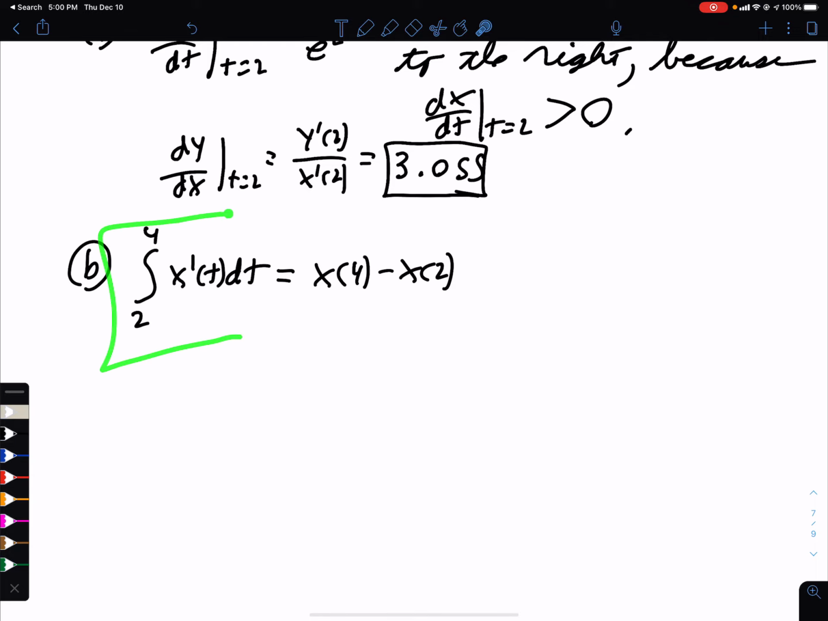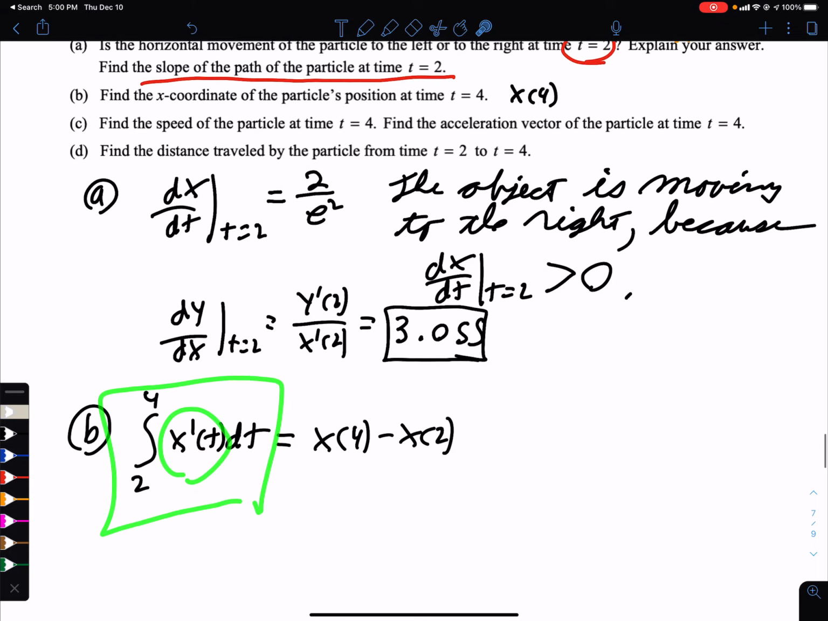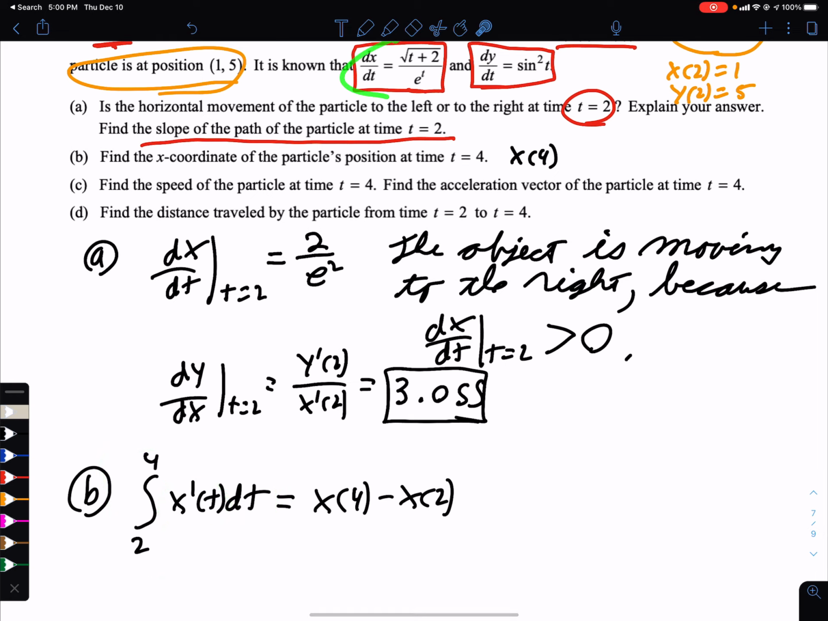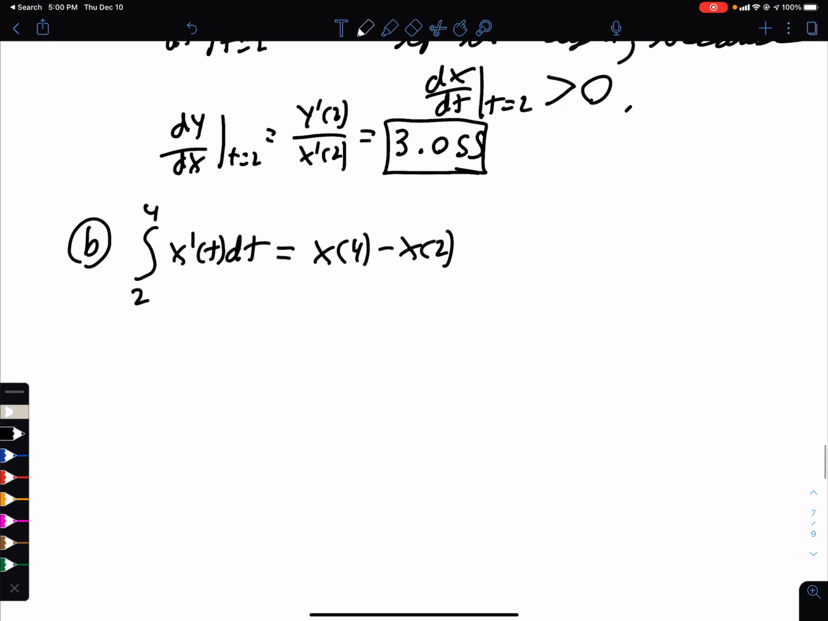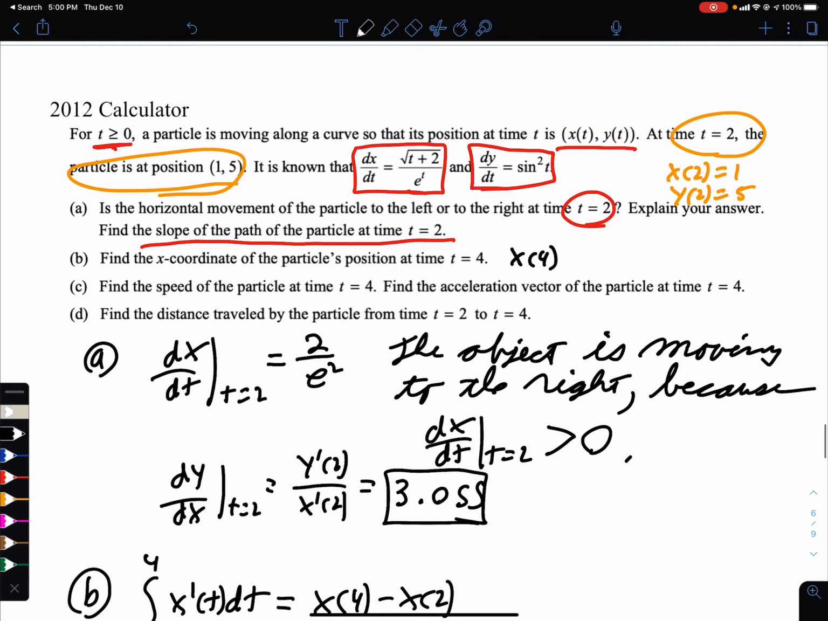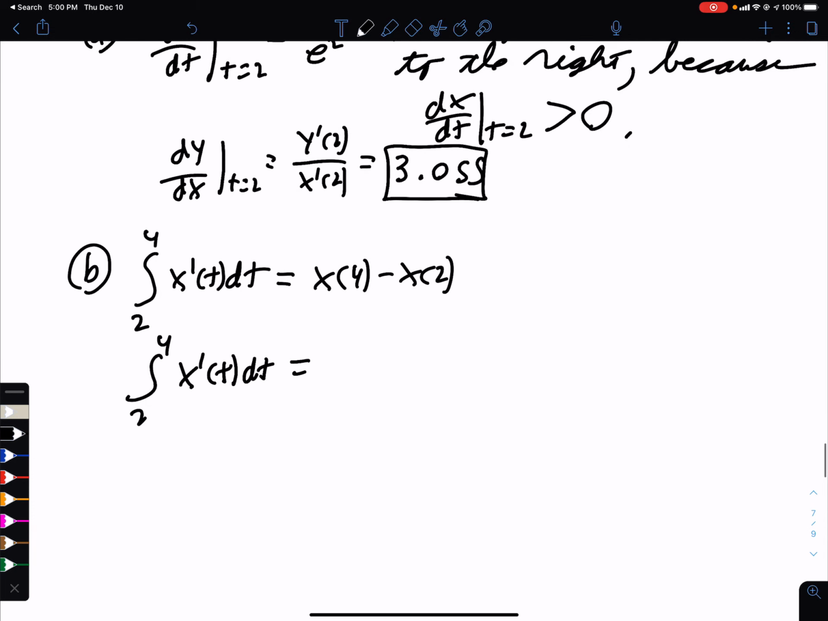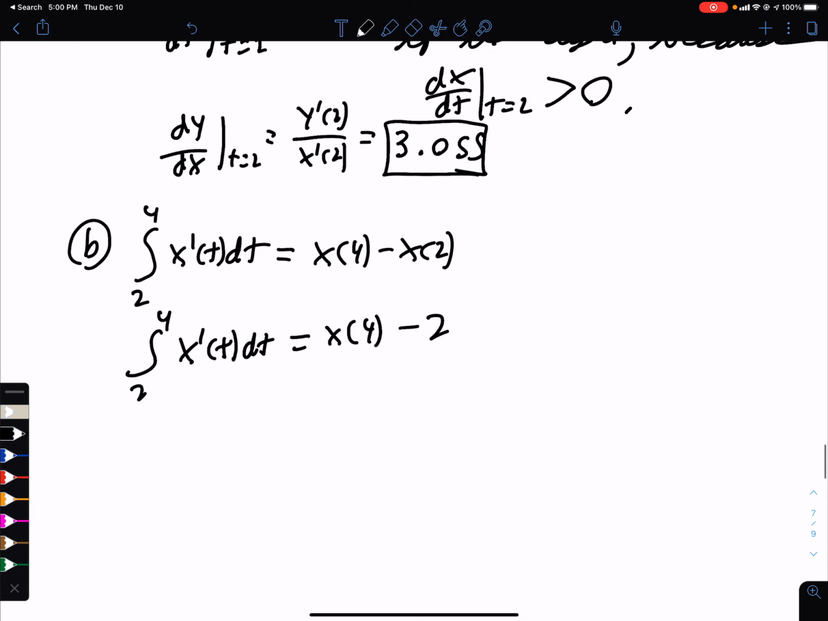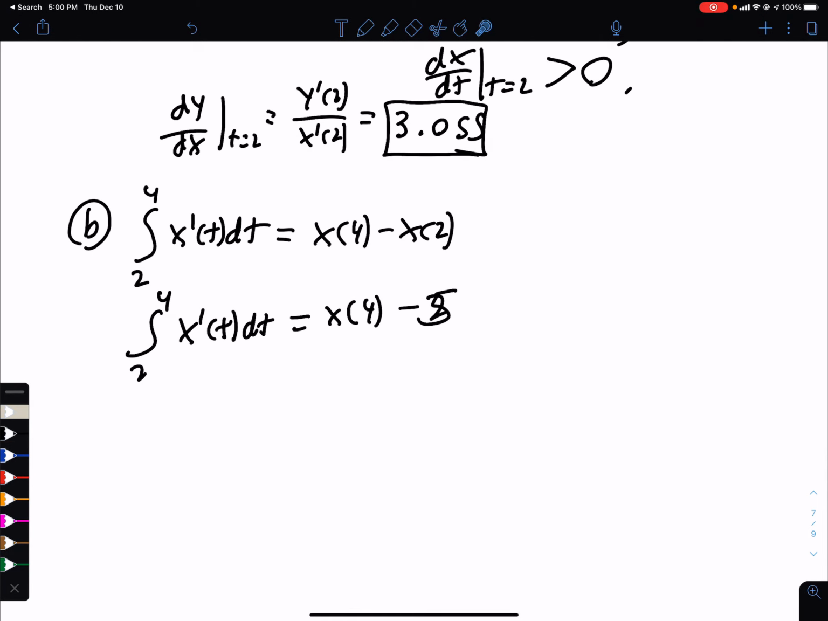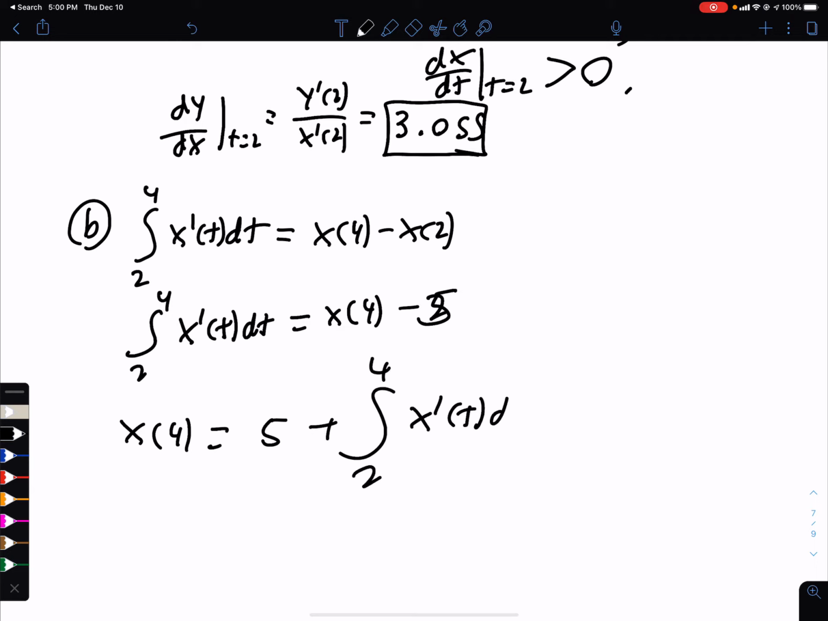This I can pop in my calculator because I know x prime. I have that right here. So what else do I know? So I have the integral from 2 to 4 of x prime of t dt equals, and I know x sub 2 is 5, so it's x sub 4 minus 5. I'm going to add 5 to both sides, and here's what I get. x sub 4 equals 5 plus the integral from 2 to 4 of x prime of t dt.